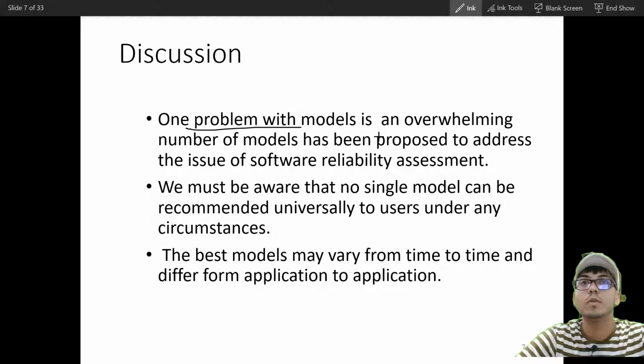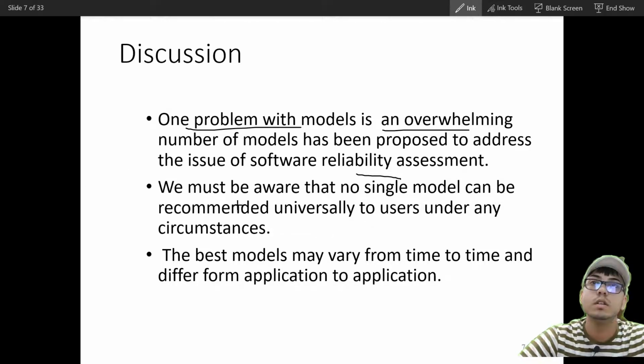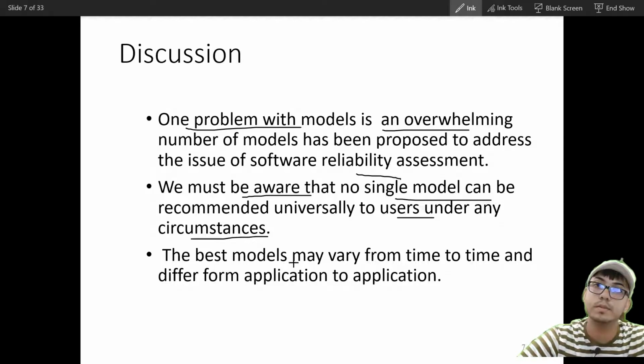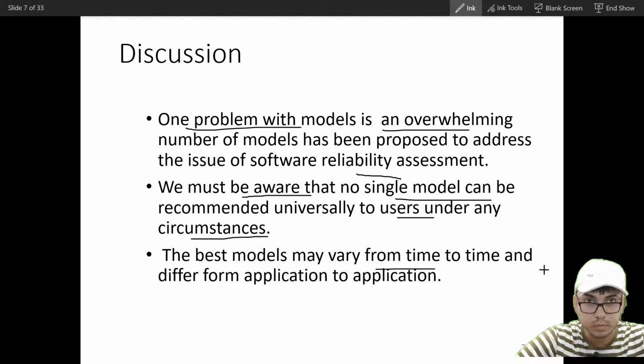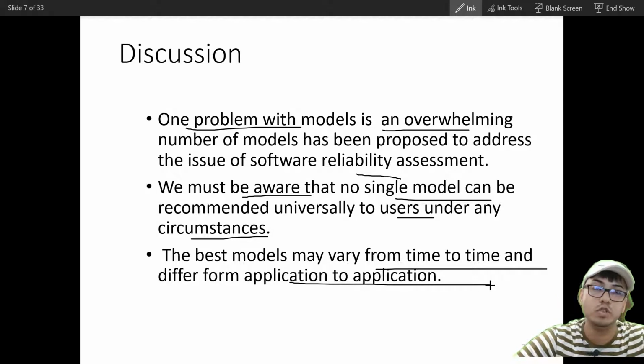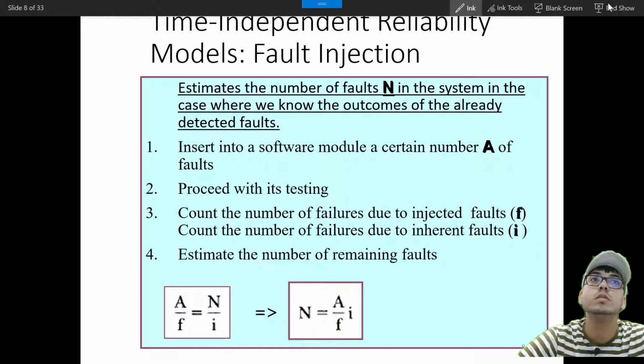One problem with models is that an overwhelming number of models have been proposed to address the issue of software reliability assessment. We must be aware that no single model can be recommended universally to users under any circumstances. The best model may vary from time to time and from application to application. So this is the time dependent reliability model. The fault injection model is time independent.